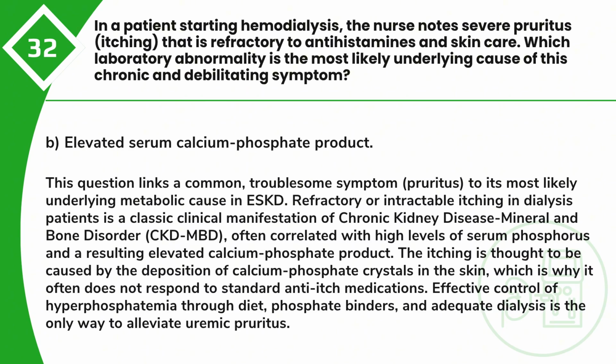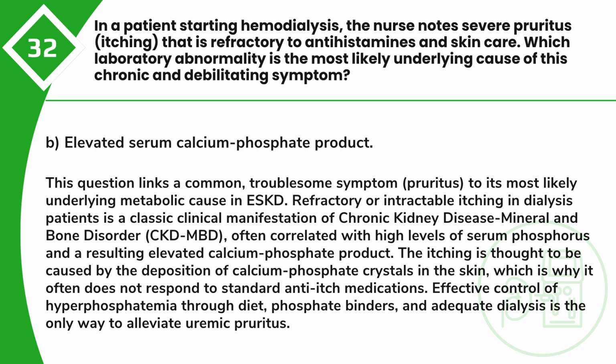Answer: B. Elevated serum calcium phosphate product. This question links a common, troublesome symptom, pruritus, to its most likely underlying metabolic cause. Refractory or intractable itching in dialysis patients is a classic clinical manifestation of chronic kidney disease mineral and bone disorder, CKD-MBD, often correlated with high levels of serum phosphorus and a resulting elevated calcium phosphate product.